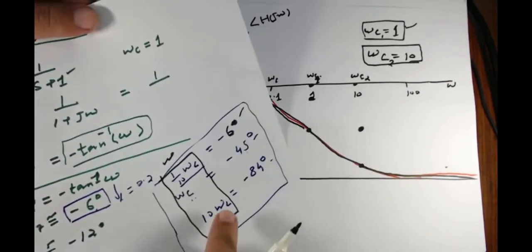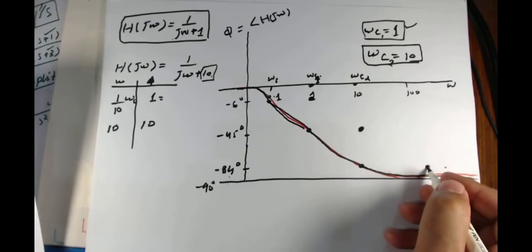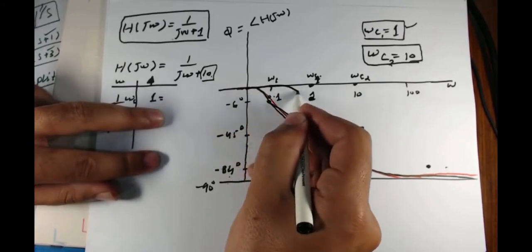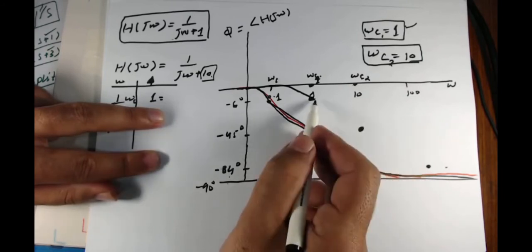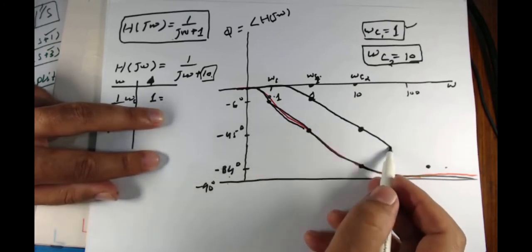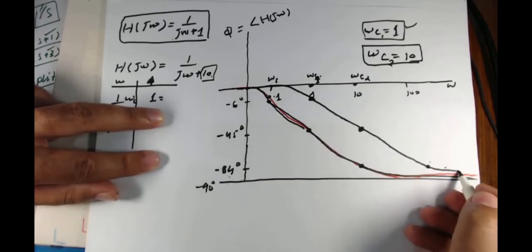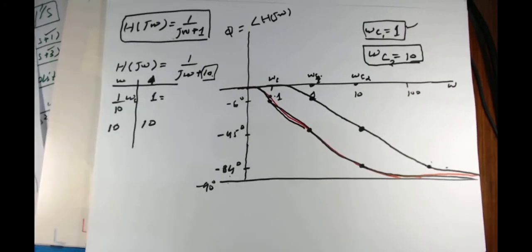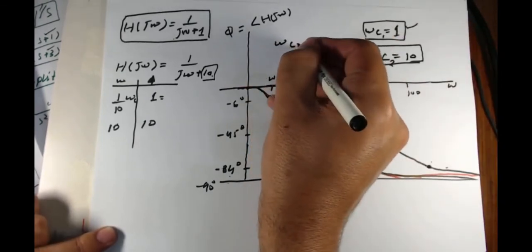And if you reach 10 times of omega c, this will be minus 84 degree. So it will start from 0, it will reach minus 6 degree at 1 by 10 times of omega c, and it will go on like this. Minus 45 at omega equal to omega c, and it will approach its asymptote when it reaches infinity.